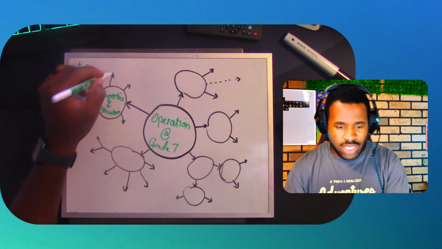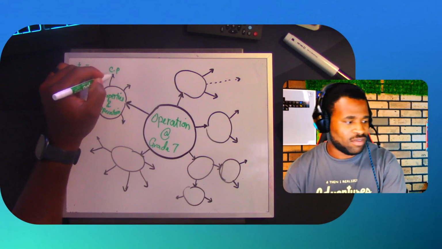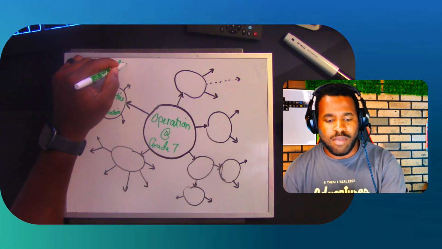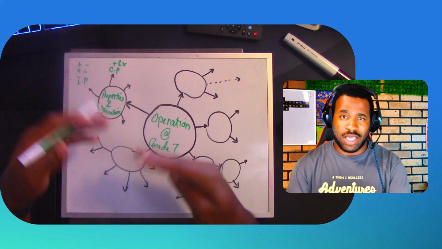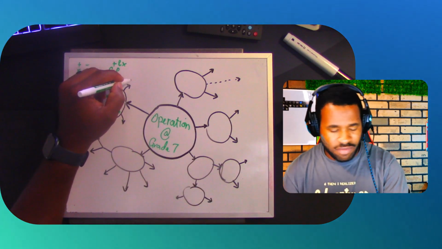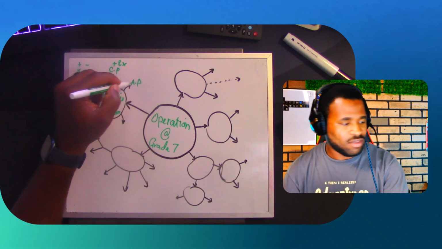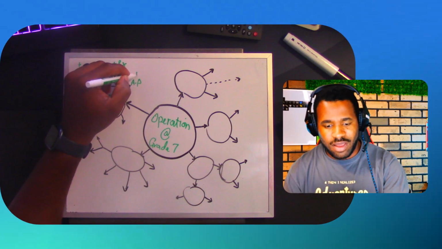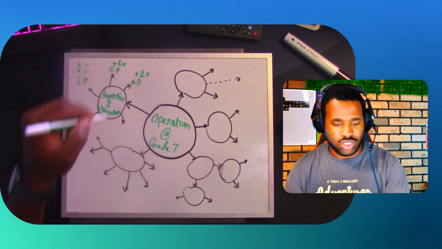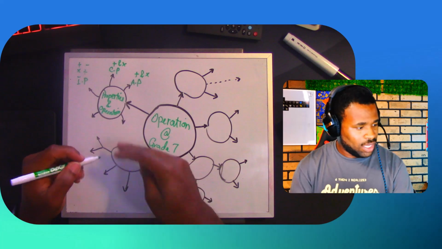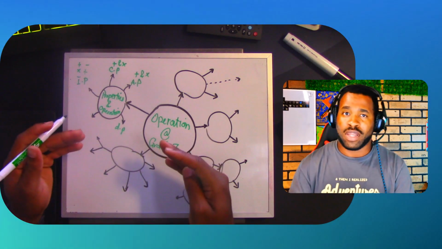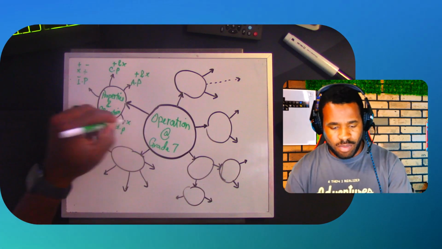Now the next one is commutative properties. This only applies mainly to addition and multiplication. The next property that should be addressed is the associative property, and this applies to the same operations as the previous one, addition and multiplication. And the next property is known as the distributive property, and the distributive property only applies to multiplication.